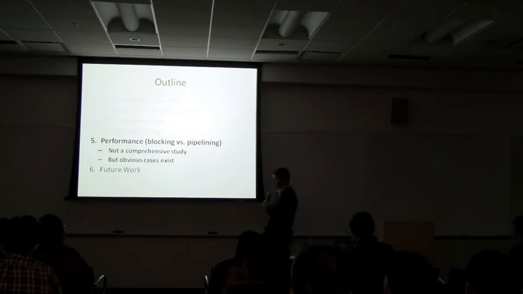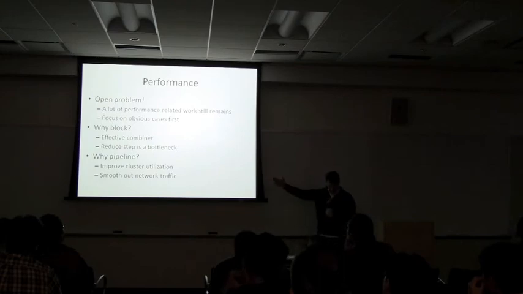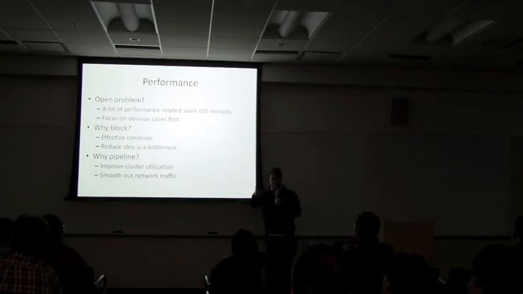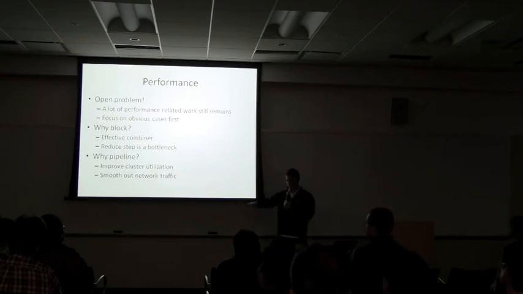Okay, so I'm just going to give a brief performance study. This is by far not a thorough performance study, but there are some obvious cases that exist. Like I mentioned, this is still an open problem. A lot of performance-related work still remains. We're going to focus on the obvious cases. Why block? Well, if you have an effective combiner, or if the reduce step is a bottleneck. Those are not the only two reasons, but those are the two main reasons that we've seen. Why pipeline? To improve cluster utilization and to smooth out the network traffic.